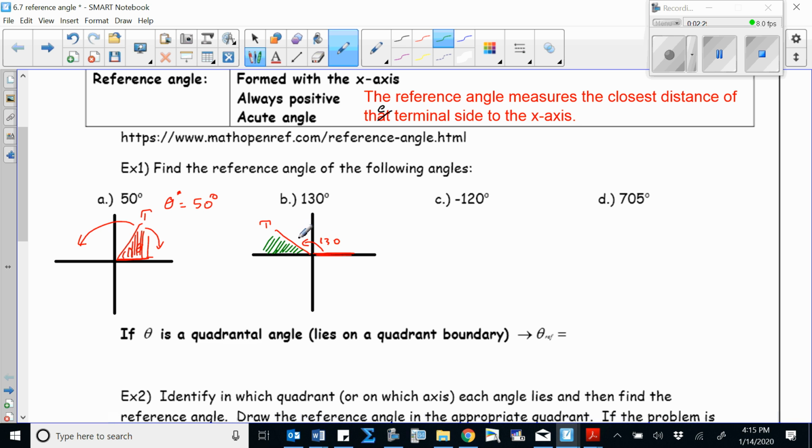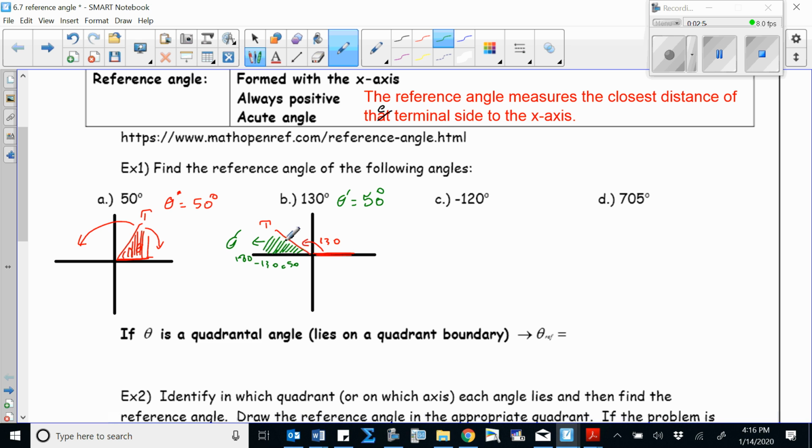So this time I'm not going to take this side, I'm going to take the other side of the angle. So this is the theta prime, and it's going to be equal to 180 minus 130, and that's equal to 50. So the reference angle is 50 degrees.